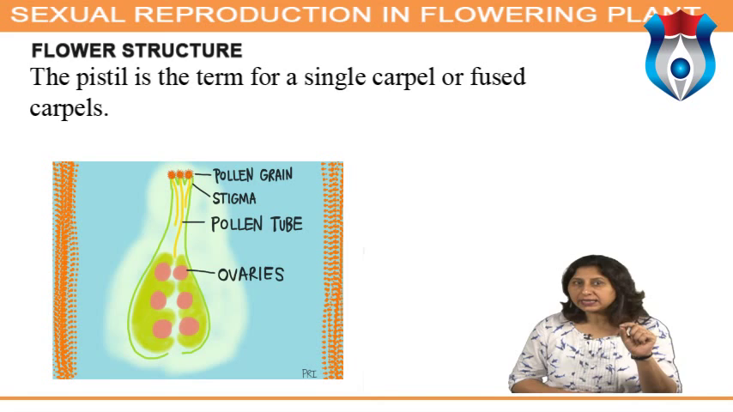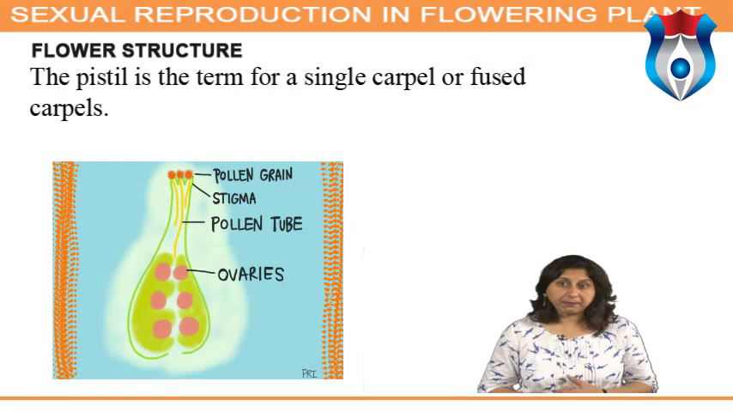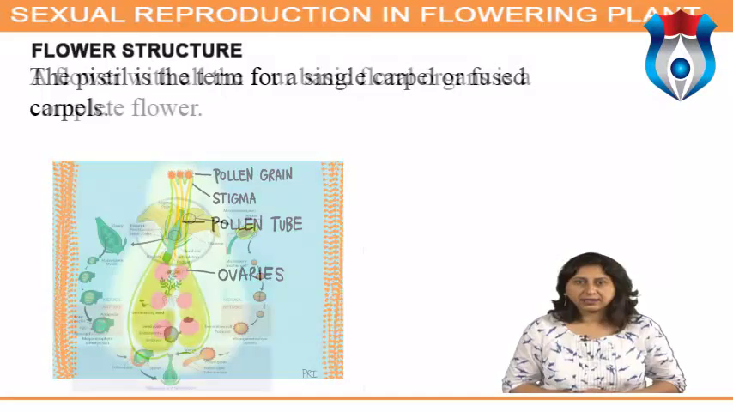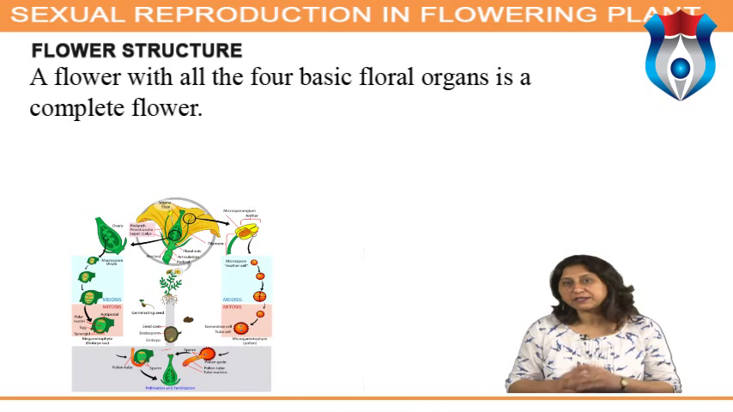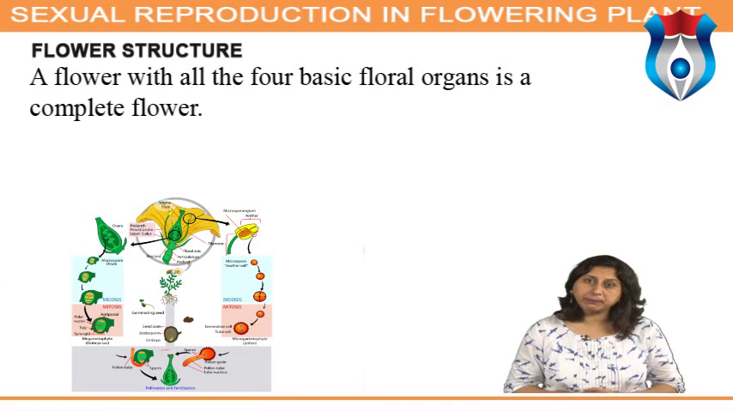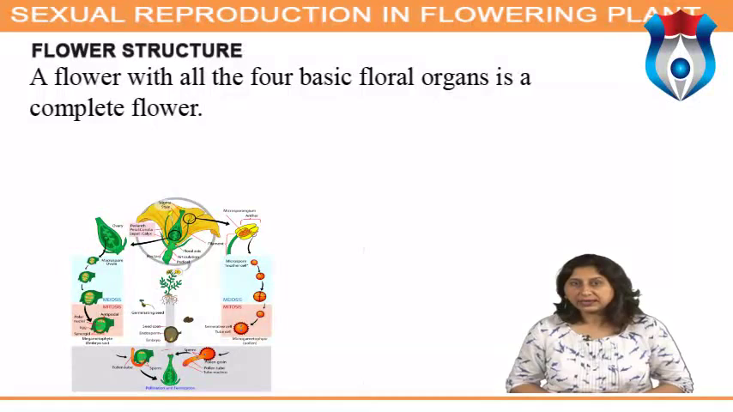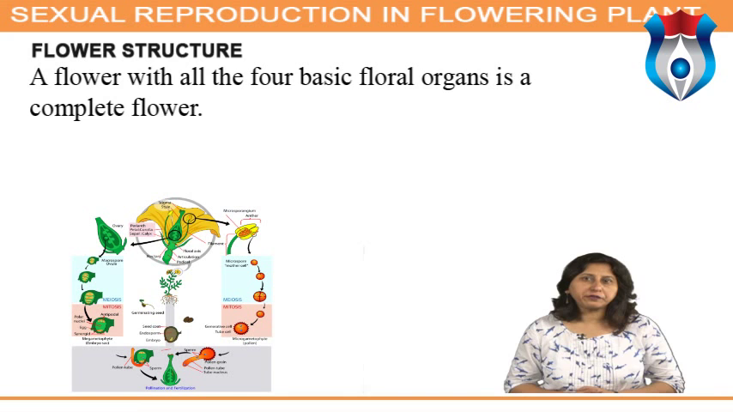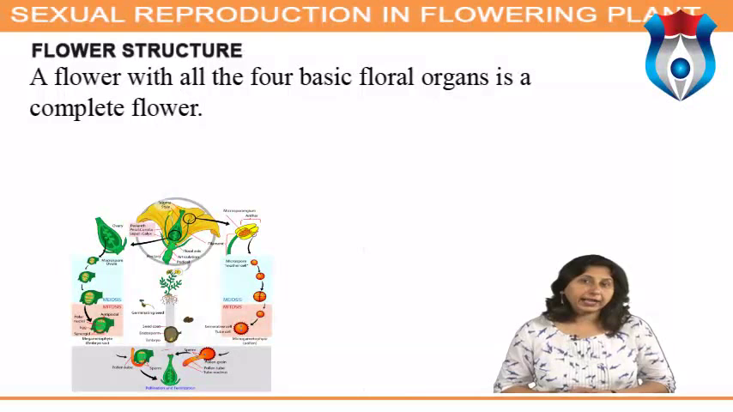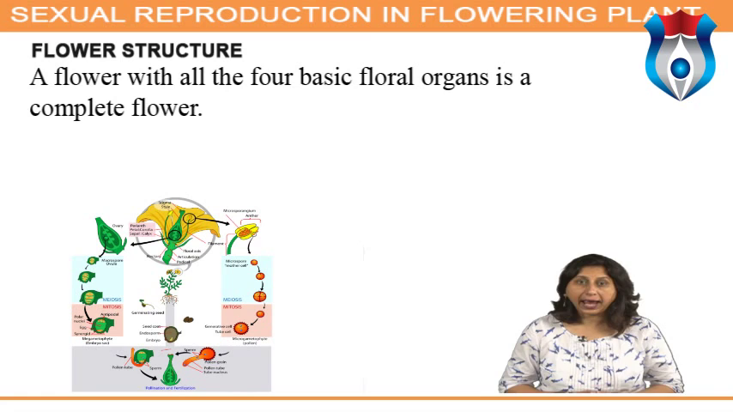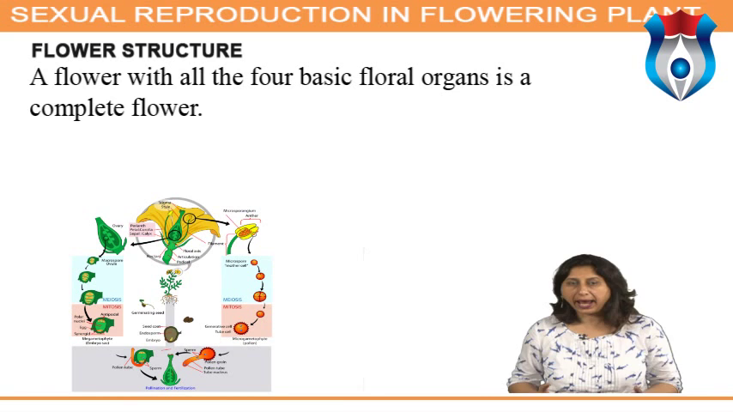Flowers are usually single, but sometimes they are arranged in a clustered pattern known as the inflorescence. A flower with all the four basic floral organs is a complete flower. An incomplete flower lacks one or more of the basic floral organs, sometimes the stamens or carpels, thus forming a unisexual flower. Grass flowers lack petals. Some may lack reproductive structures entirely and be sterile. Others may lack either stamens or carpels and are called unisexual flowers.